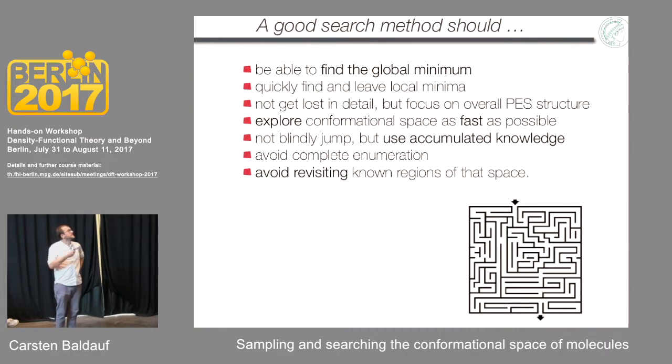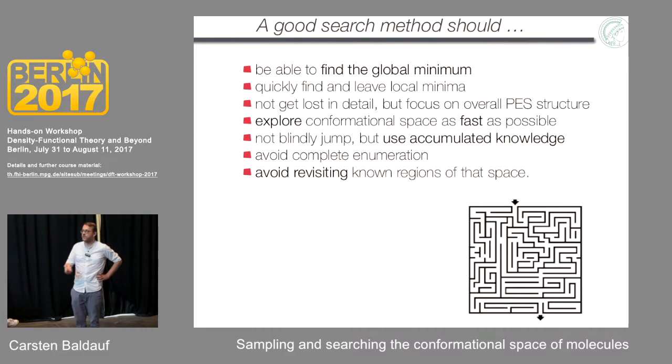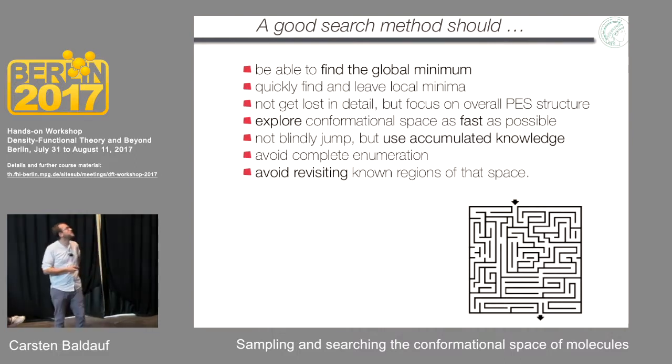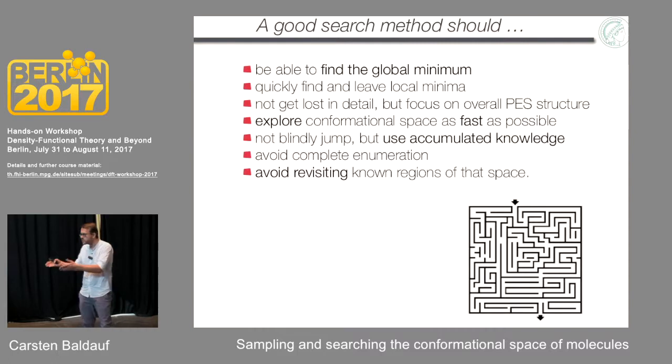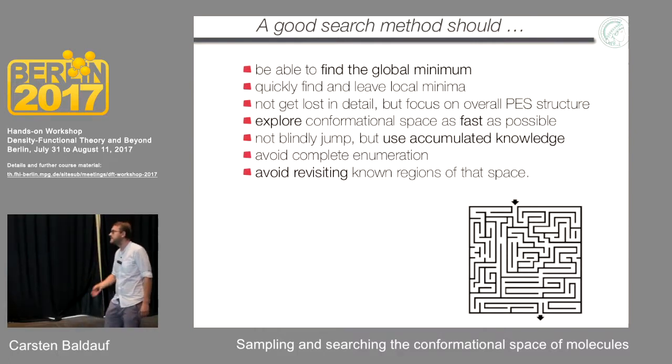So we have a list of demands on a good search technique, a good way of finding such a global optimum. First of all, it sounds trivial, but it must be able to find the global minimum. That's the first thing. Unfortunately, we can't say when. It must be able to find, but also to leave local minima. So when we run around, we find a cozy place, but we should not stay there, because there's an even more cozy place elsewhere. So we still should have enough energy to leave that again.